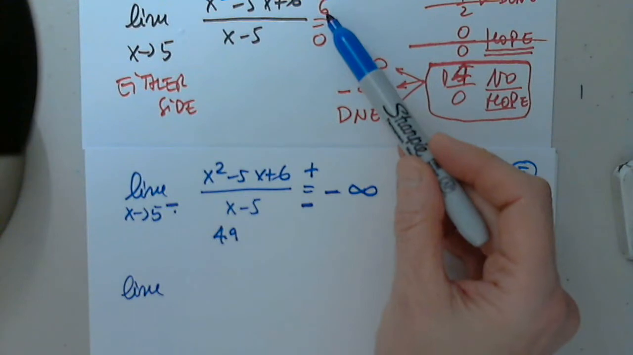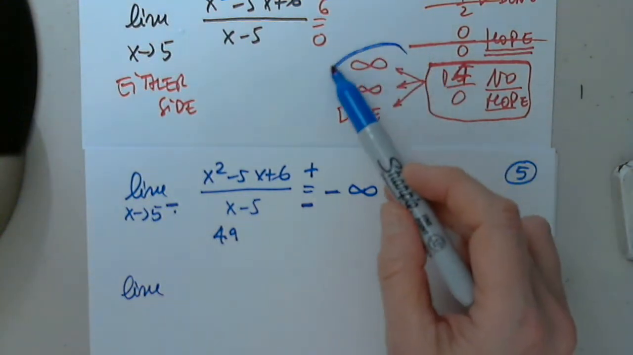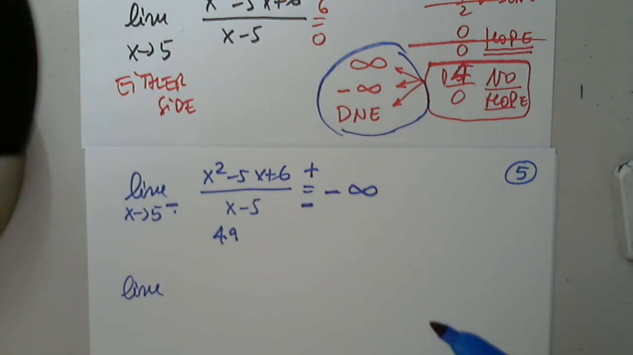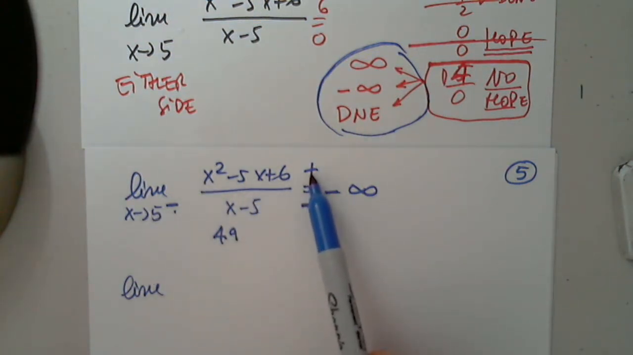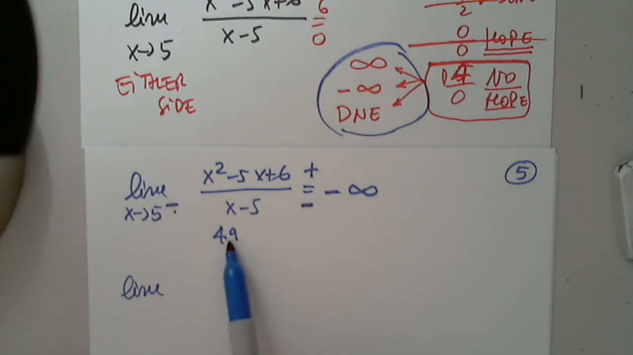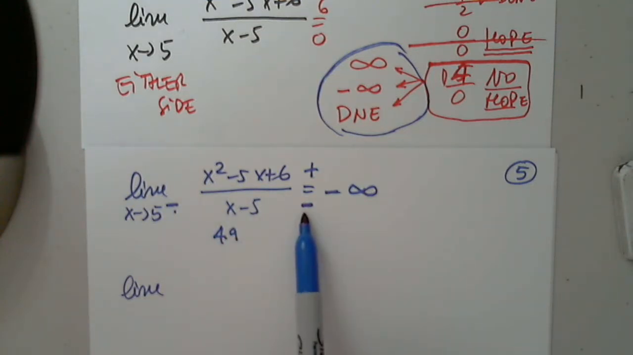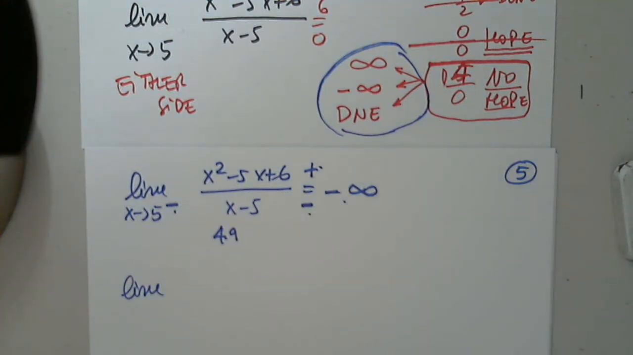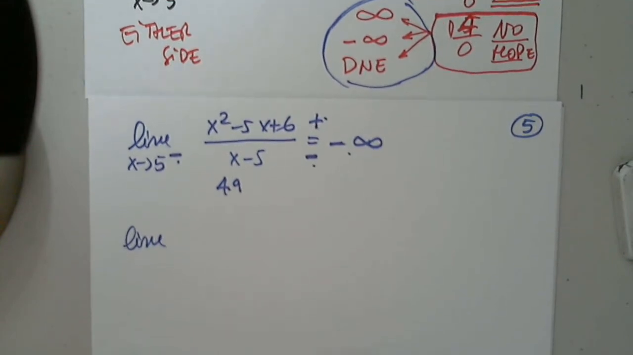So when I have a number over 0, these are the possibilities. The numerator, when I plugged in 5, I got a positive number. When I plugged in 5 from the left, which means with 4.9, 4.9 minus 5 is a negative number. Positive over negative is negative infinity. All right. Better? Yes. Very good.